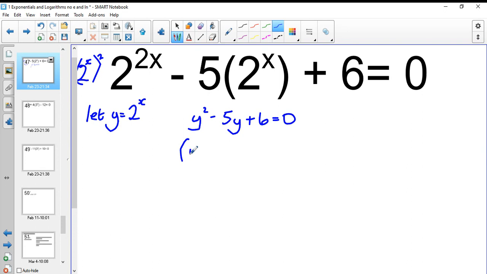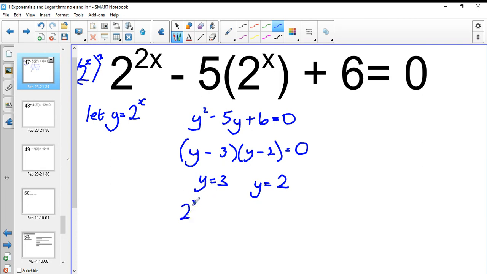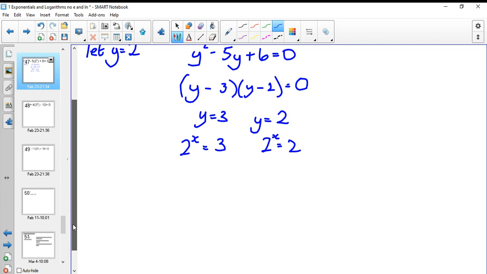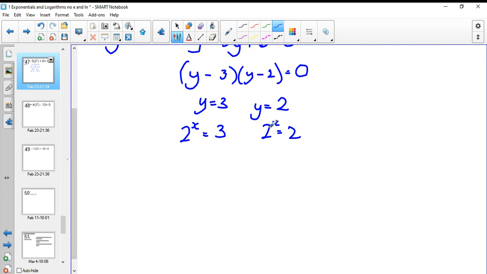Now we need to factorise. So y minus 3, y minus 2, minus 3 times minus 2 is 6, minus 3 take 2 is minus 5. So y equals 3, or y equals 2. But remember, we're not solving for y, we're solving for x, so we need to put the 2 to the x back in. 2 to the x equals 3, or 2 to the x equals 2. Now this one, 2 to the power 1 equals 2, so x equals 1. But this one, that is not a power of 2.